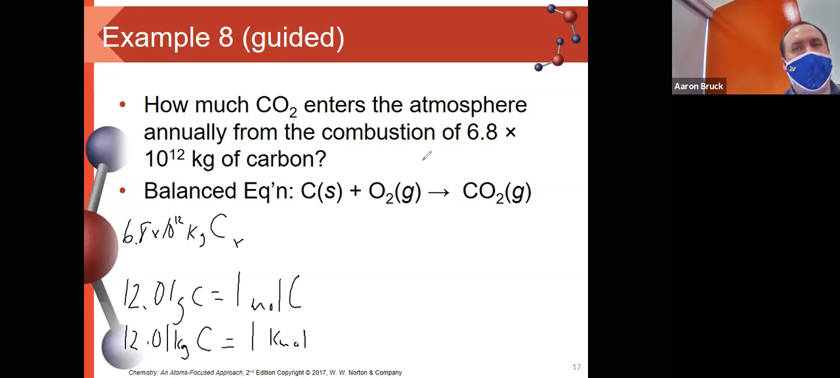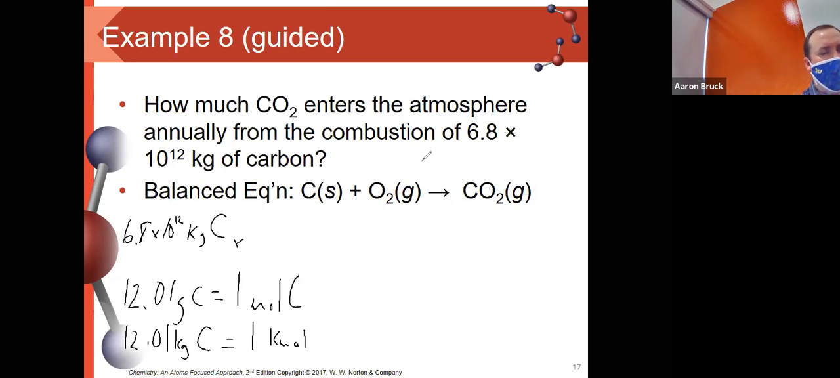12.01 kilograms of carbon is equal to a kilomole. And the balanced chemical equation says that 1 mole, 1 kilomole, whatever I choose of carbon would have an equal amount of carbon dioxide on the other side. The 1-to-1 ratio holds regardless of what label I put in front of that mole.